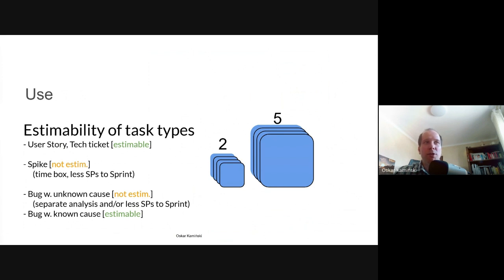Bug is often not estimable because its first part is usually uncovering an unknown cause. But in case of a bug, we can separate investigation from fixing and estimate just the fixing. And when we have a bug to investigate in a sprint, we can take fewer story points to make space for that.